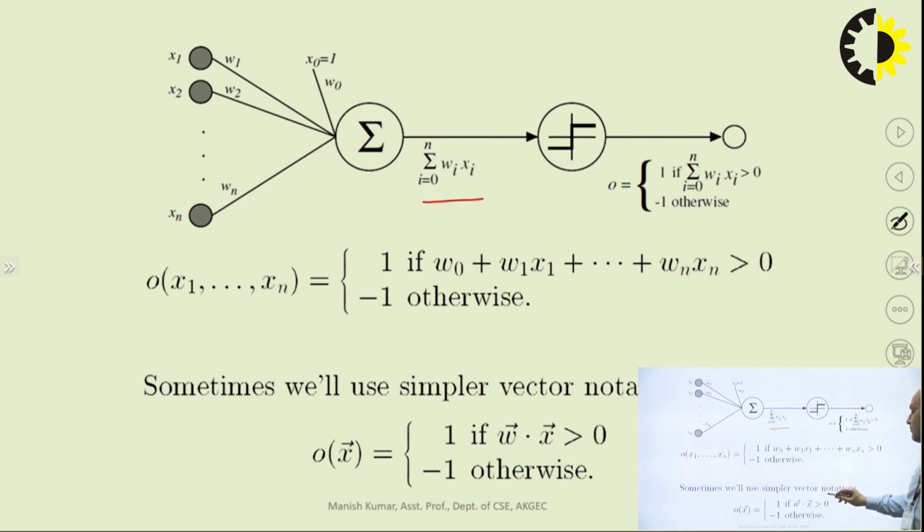In vector form, I am representing this output function so that it will generate 1 or minus 1. It will generate 1 if the weight multiplied with x is greater than 0. This is the vector representation. We can show the discrete representation also, as well as the vector notation. So this is the vector representation, and this is the discrete representation. Students, this is how we can represent a single layer perceptron model.